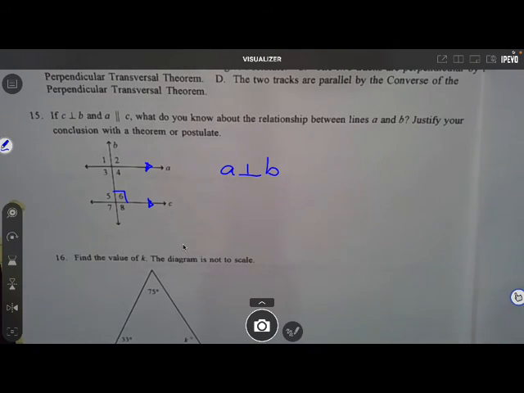Are we good with that one? That's all I'm looking for, if that one's even on there. That A is perpendicular to B.